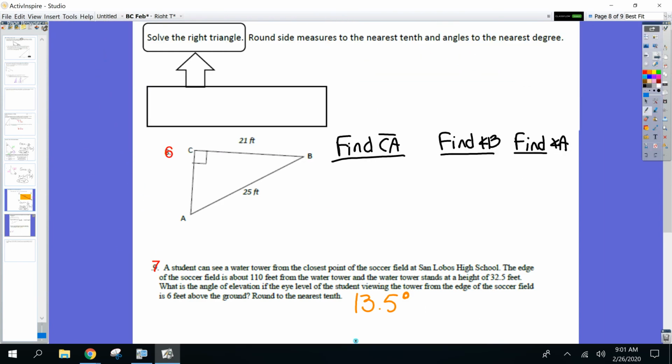New directions. Solve the right triangle. How can you solve a triangle? I can solve a side or an angle. What do you think I'm going to have you do here, kids? New directions for the rest of the unit. Anything that's missing, you find. Anytime you see solve the right triangle, find all missing sides and angles. I know it's going to be fun.